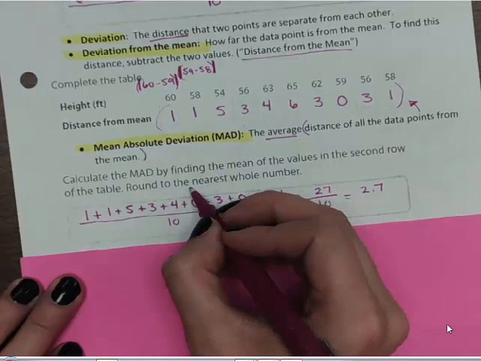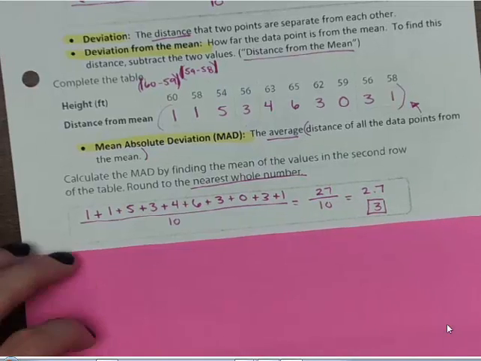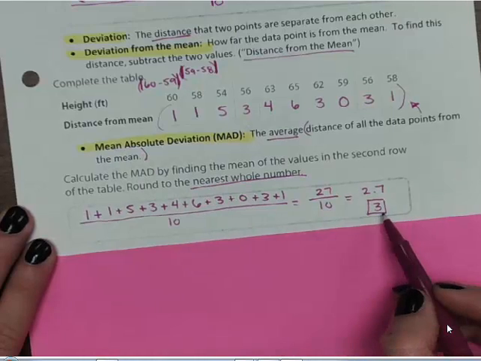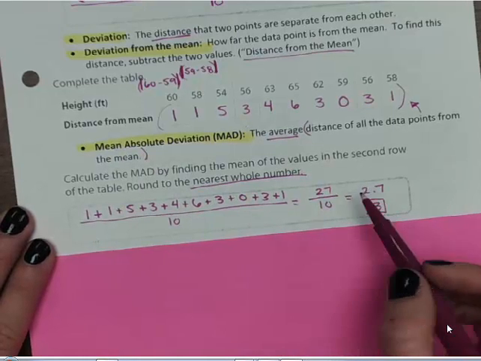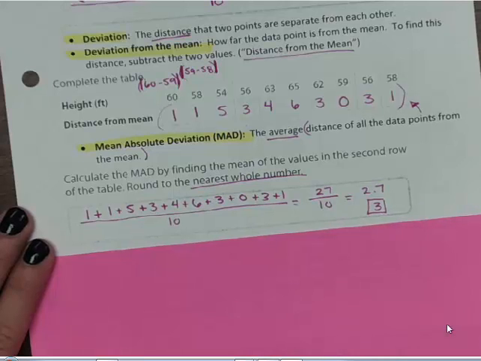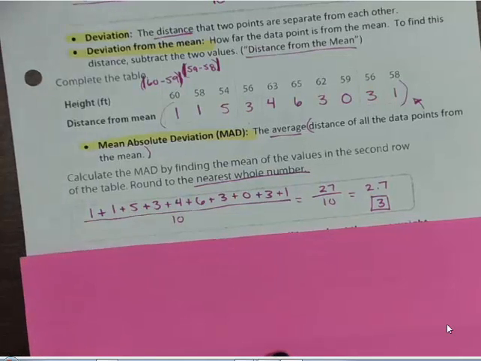However, again, it says round to the nearest whole number. Okay, so my answer here is that the MAD, or our mean absolute deviation, is 3, which is the average distance of all the data points from the mean. That's the average distance for the most part. Okay, let's look at a real-life example now with an actual word problem.